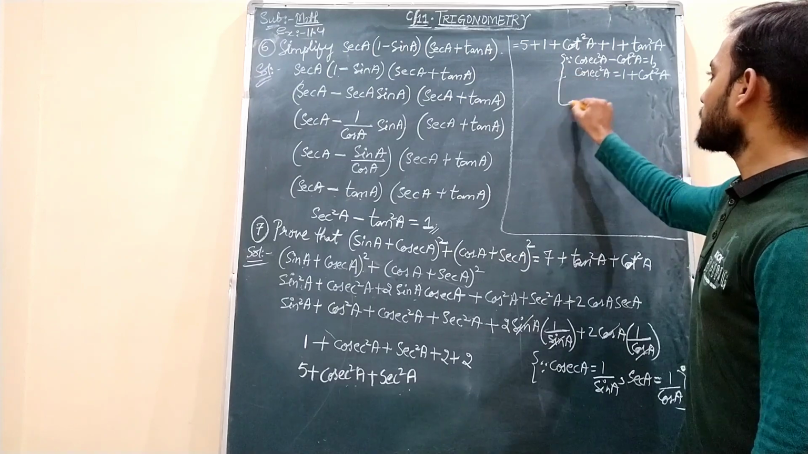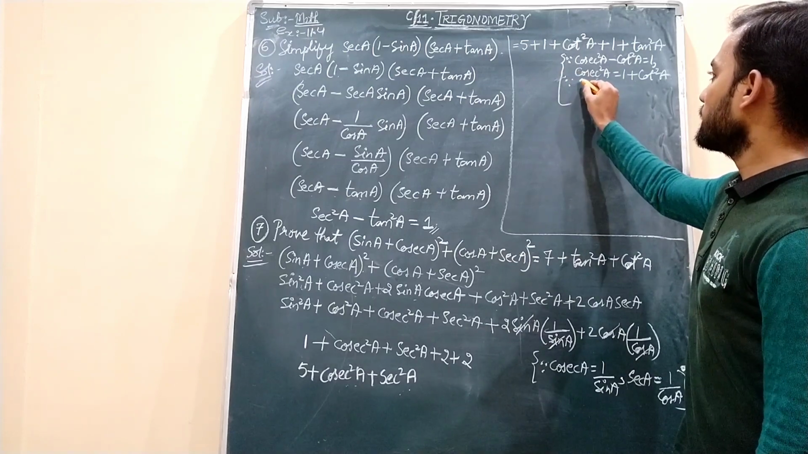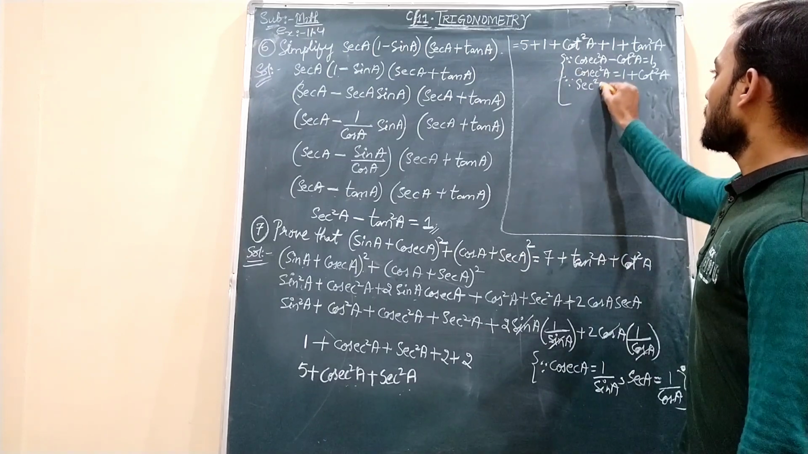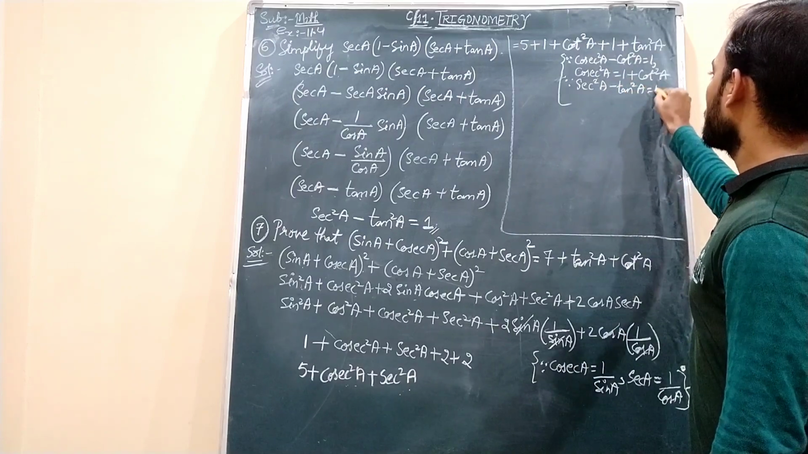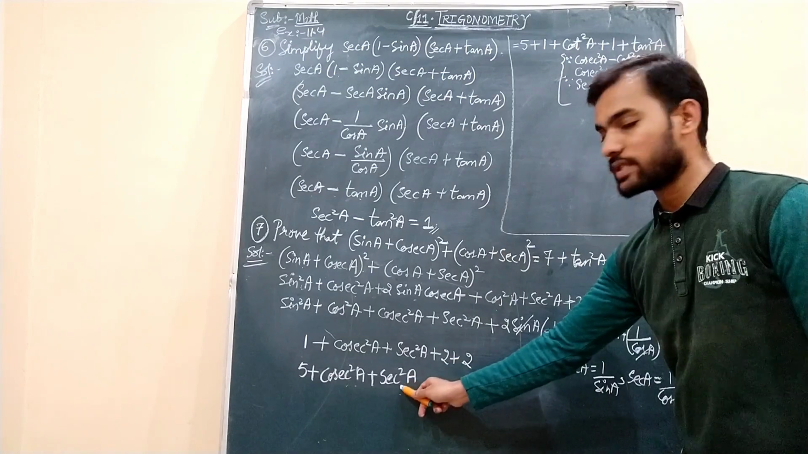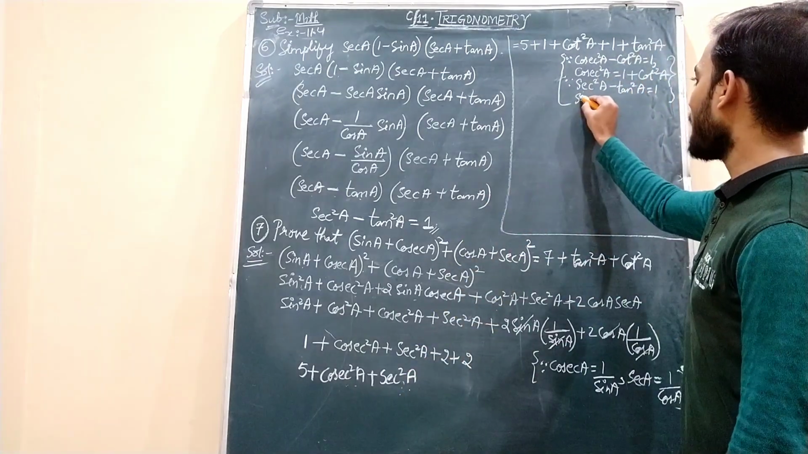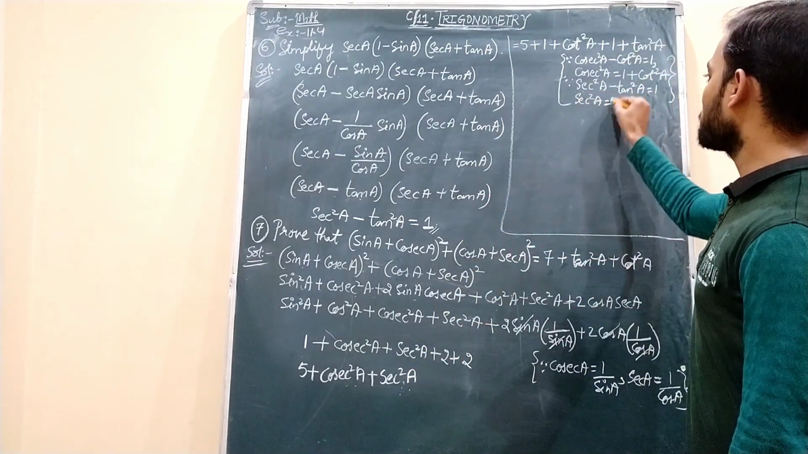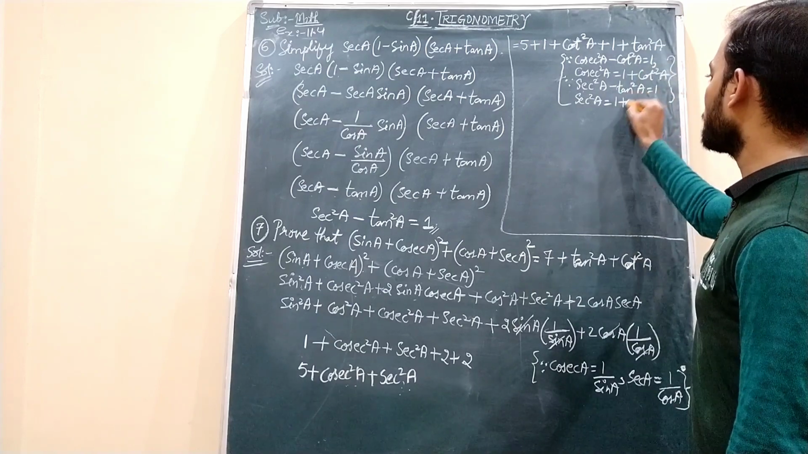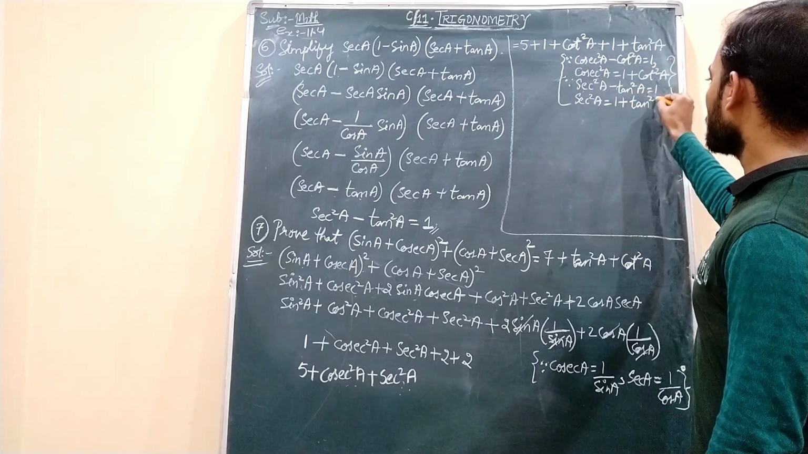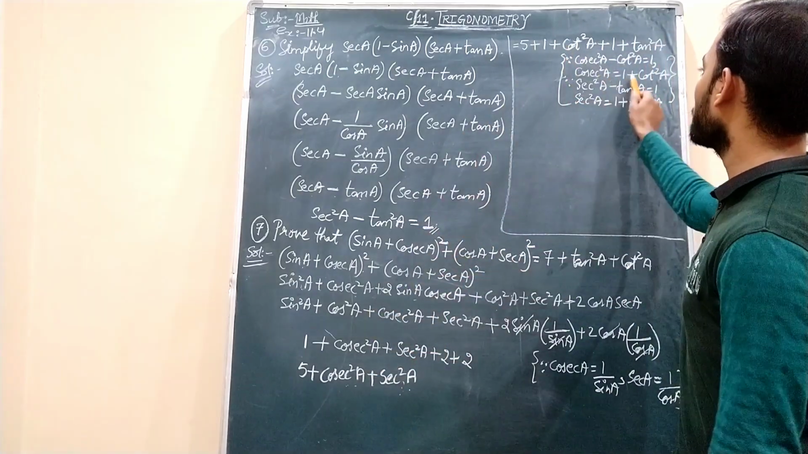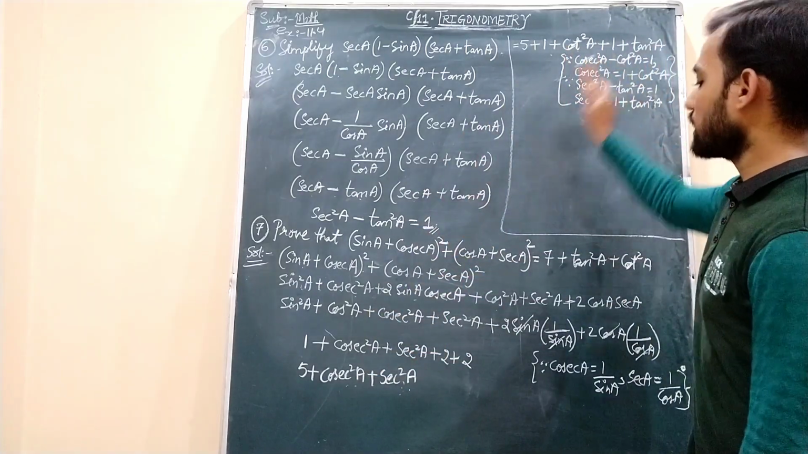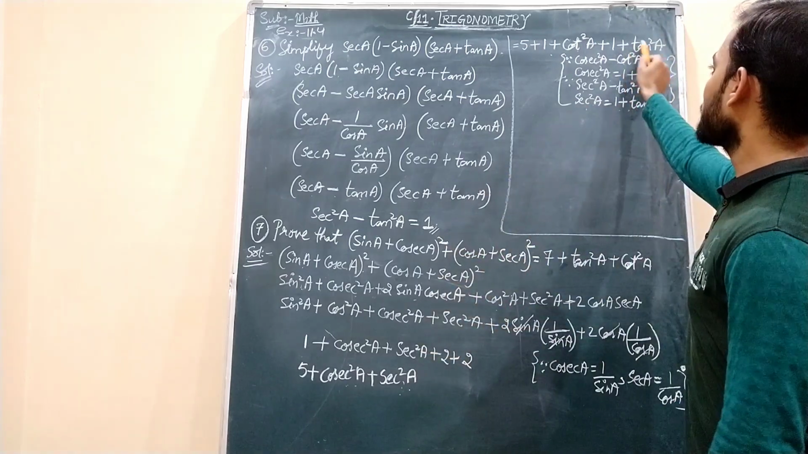Okay students, and similarly another identity is secant square A minus tan square A equals 1. So here I want the value of secant square A. So I'll keep this secant square A as it is and transpose this minus tan square A to this side. I'll get 1 plus tan square A. Okay, students. So as per that only, in place of cosecant square A, I wrote 1 plus cot square A, and in place of secant square A, I wrote 1 plus tan square A.